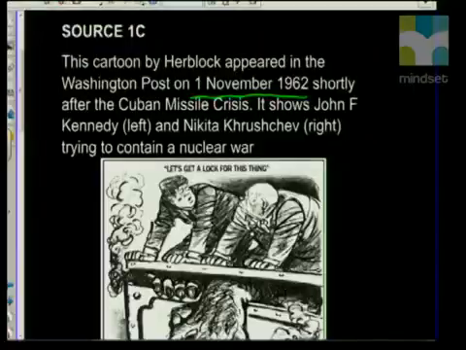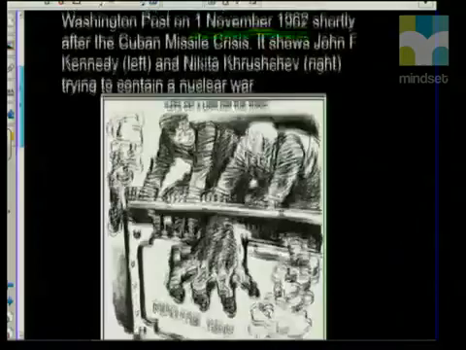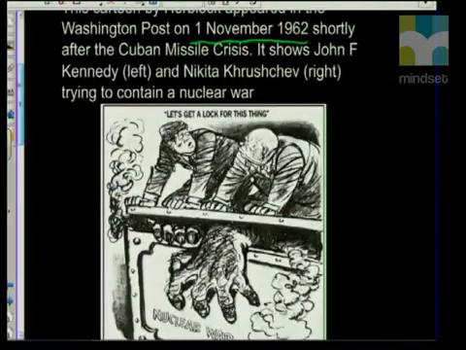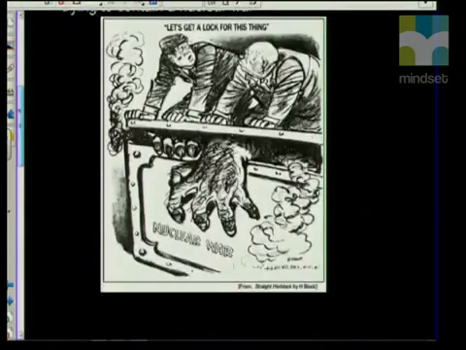And then it tells you what you can see in the cartoon. It says it shows John F. Kennedy on the left and Nikita Khrushchev on the right trying to contain a nuclear war. Okay, so now let's see if that is true. So they've made things very, very easy for you. They've told you exactly what is going on in the cartoon. Now you need to look at it to see if that is going on.